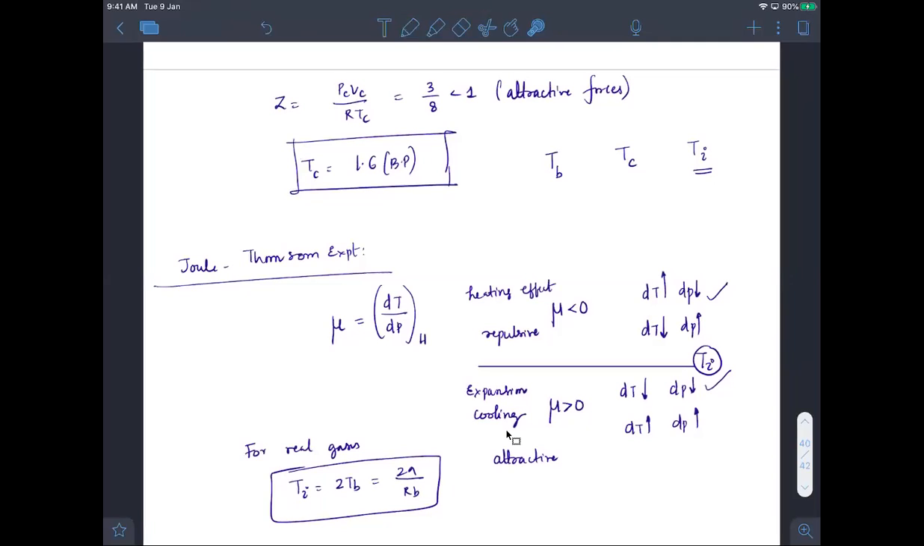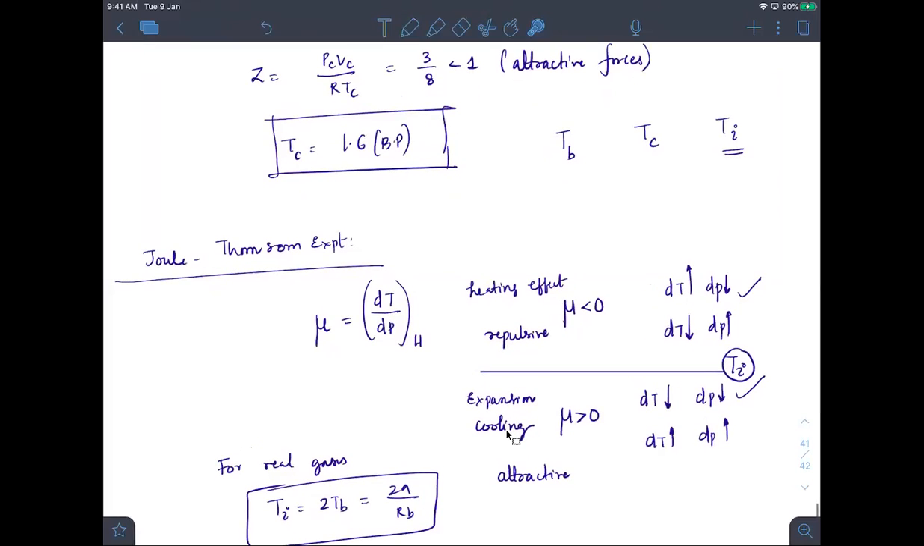Sir, what is TB? T, B. B for ball. Boyle's temperature. TB is Boyle's temperature, beta. Boyle's temperature is the temperature where a real gas behaves like an ideal gas. Okay. So I suggest all of you go through the notes once.